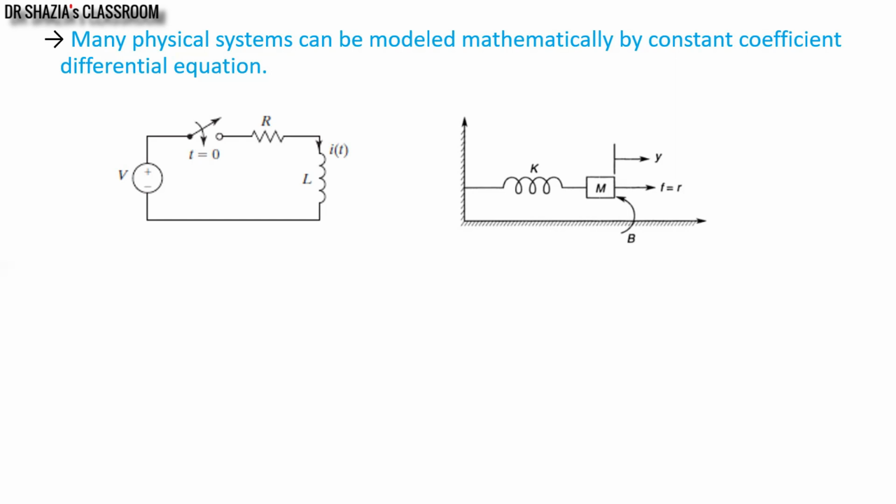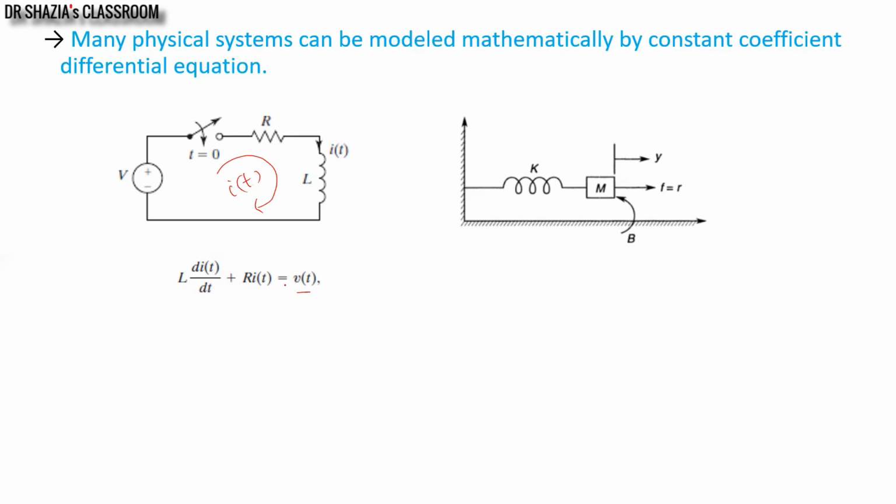In this circuit, if I write the loop equation, we are going to write it as L di by dt plus R i(t) equals v(t), where v(t) is the source voltage and the current flowing through the circuit is i(t). So the loop equation is L di by dt plus R i(t) equals v(t).